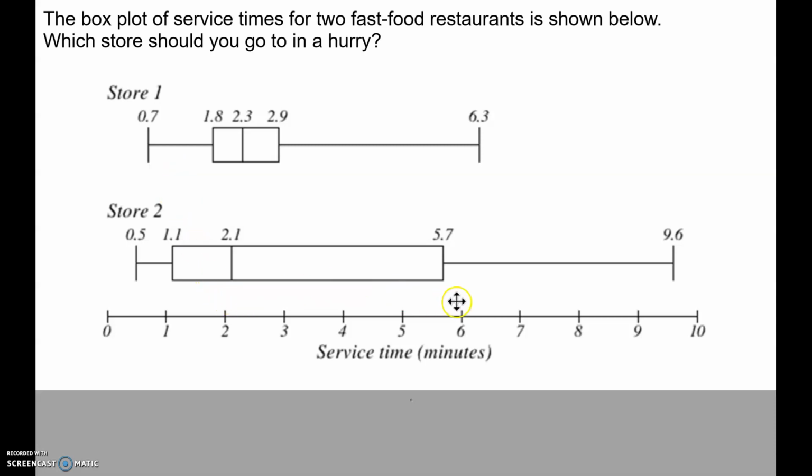However, the third quartile is way up here at 5.7. So what this is telling me is, yes, 50% of the people get served in 2.1 minutes or less, but 50% of the people also get served in 2.1 to 9.6 minutes, and in fact, more specifically, 25% are in this upper part of the box, 2.1 to 5.7 minutes.